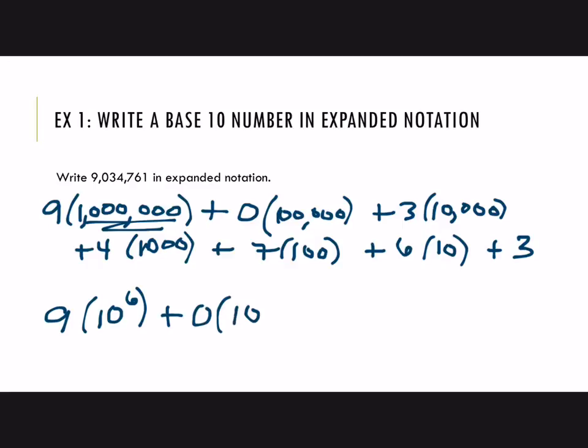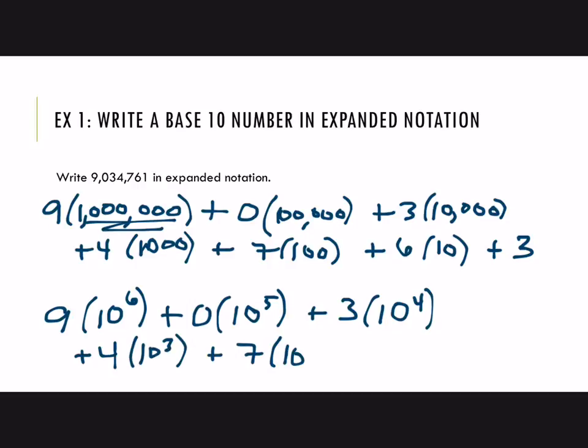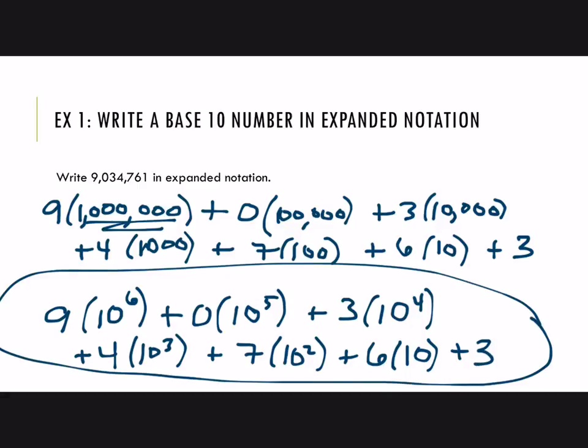0 times 10 to the 5th. 3 times 10 to the 4th. 4 times 10 to the 3rd. 7 times 10 squared. 6 times 10 to the 1st, or you can just write 10 plus 3. Okay, so this final one, this is expanded form.